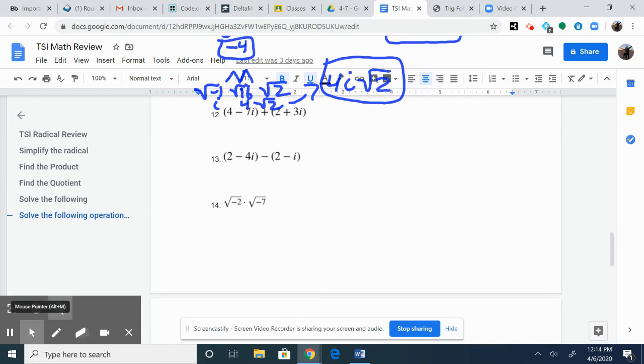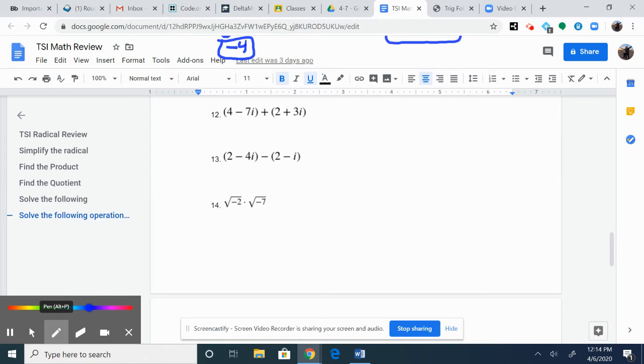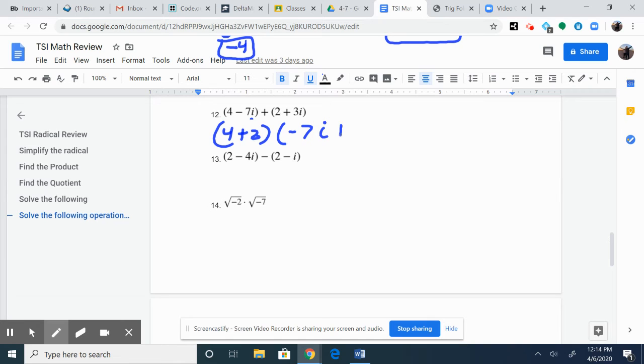So now what I want to do for these next ones is just simple operations. So when we have an i, we're just going to treat it like it was any regular variable. So right here, all we're doing is combining like terms. So we're going to go ahead and combine 4 plus 2. And then we're going to do -7i plus 3i. So again, we're just combining like terms.